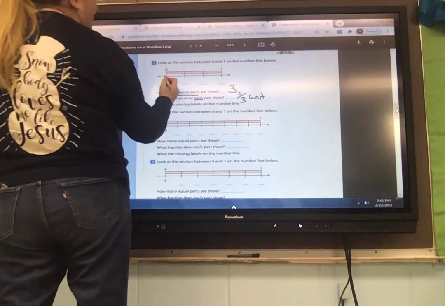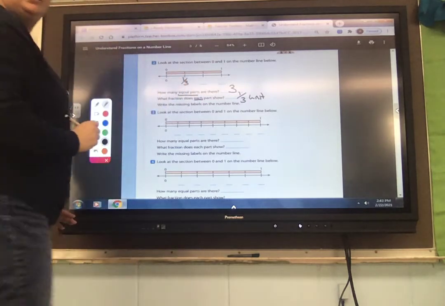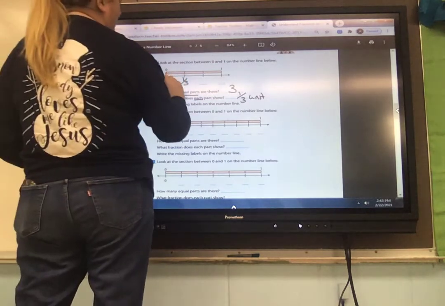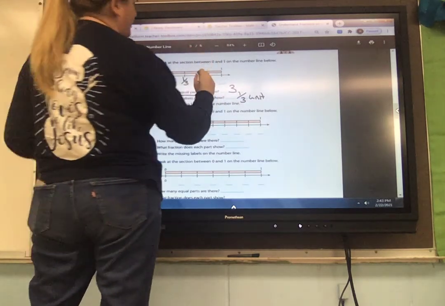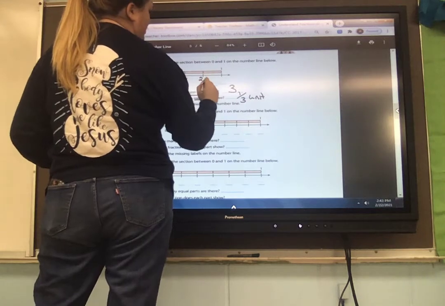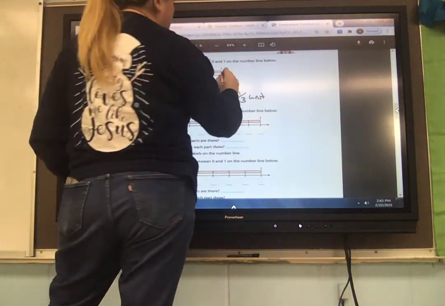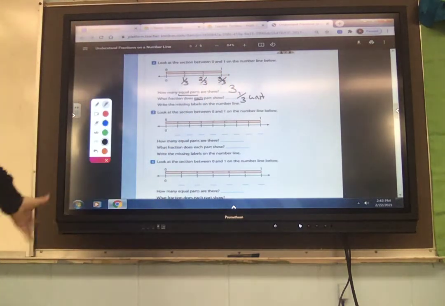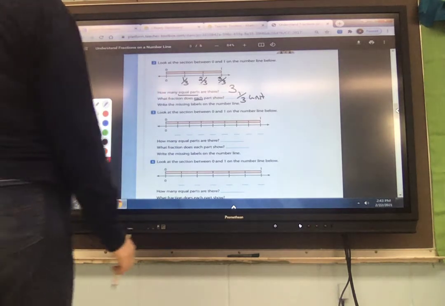So if I go from 0 to 1, I'm only going to have 1/3 of that whole bar. If I go from 1/3 to the next tick mark, now I have 2 of them, so that's 2/3. And if I go all the way to the end, which is where the whole number is, I would need 3/3. I would need all of those 3 pieces to get to that whole number.